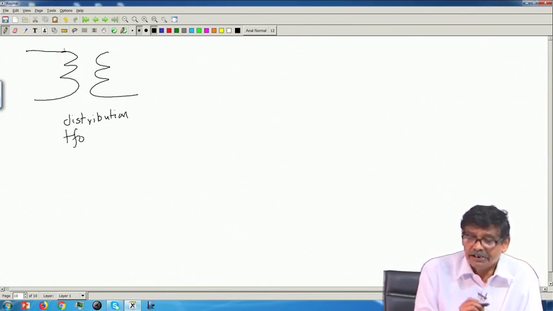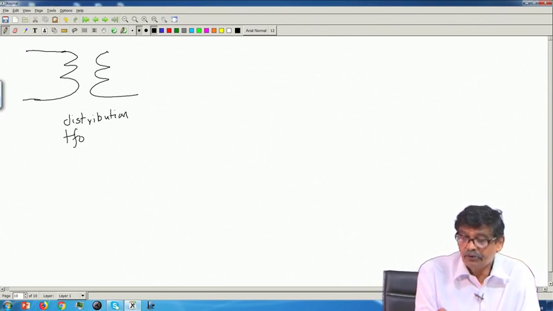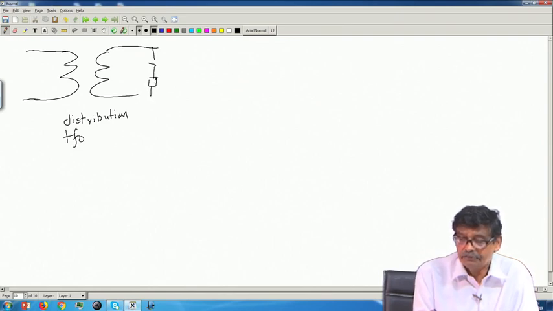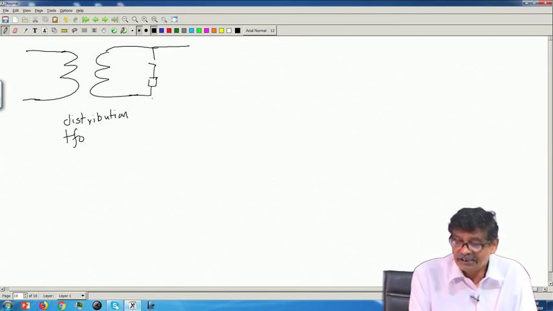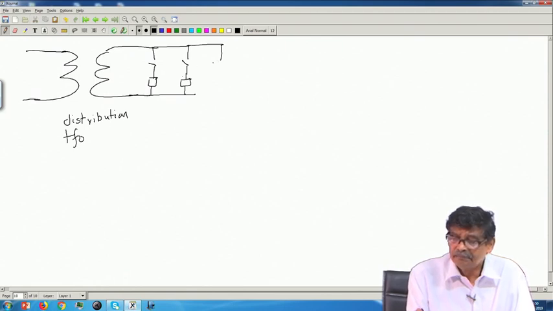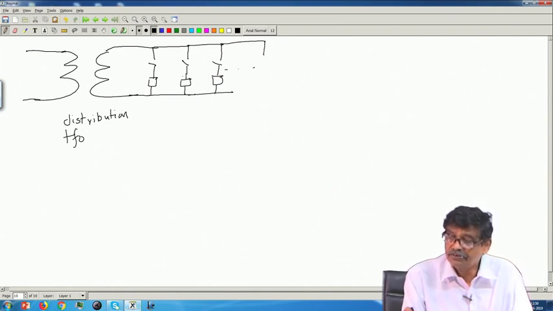What is going on in a distribution transformer? Here are loads. How are the loads connected? I am a consumer, I will connect my load. All loads are connected in parallel, you know. Here is another consumer, he will connect his load like this. There is another consumer, you connect load like this, and so many consumers.